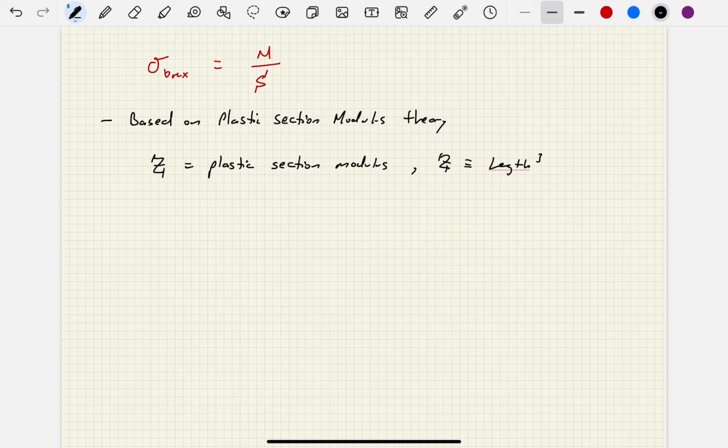Now, plastic section modulus is something that, depending on your mech of materials and your structural analysis background, you may or may not have covered so far. So I'm going to have a whole other video after this one where we discuss and derive some background information on this thing called the plastic section modulus.